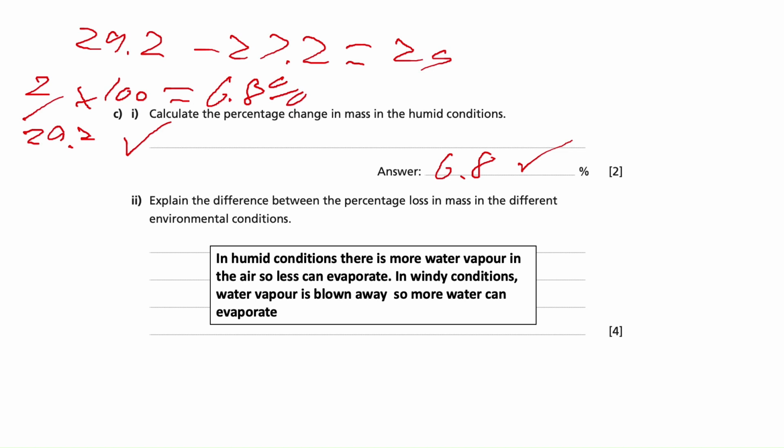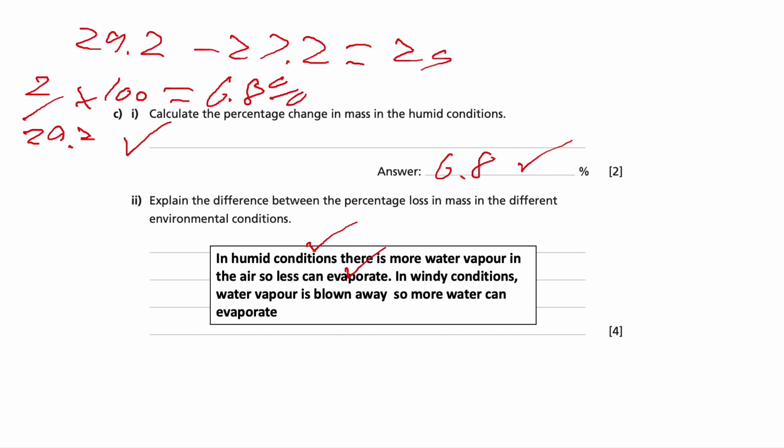We know this ourselves, don't we? On a humid day, you can sort of almost feel the water in the air. So therefore, less can evaporate. So there's less of that evaporation diffusion gradient. That scores 2 marks. 1 for saying there's more water vapor, and 1 for saying so therefore less can evaporate. So there is going to be less transpiration.